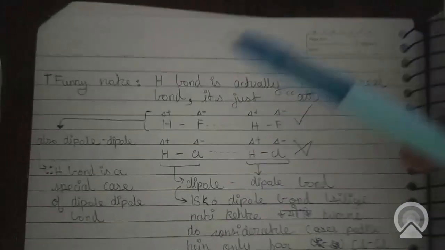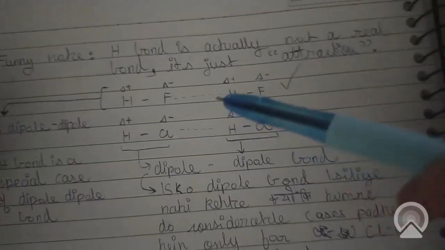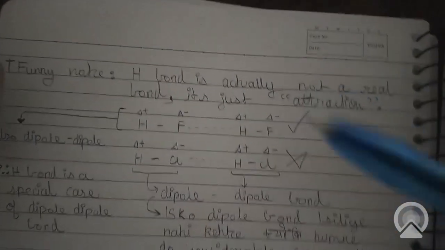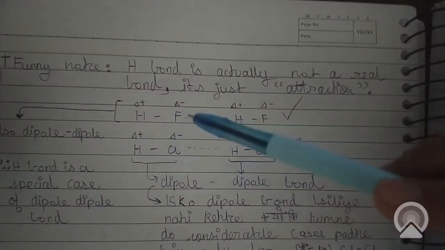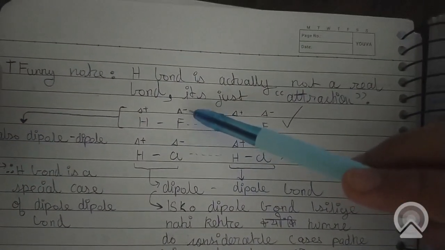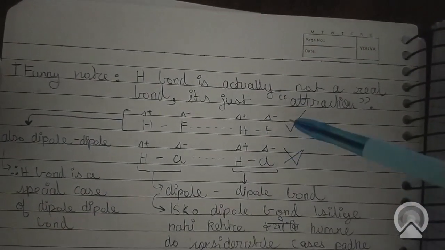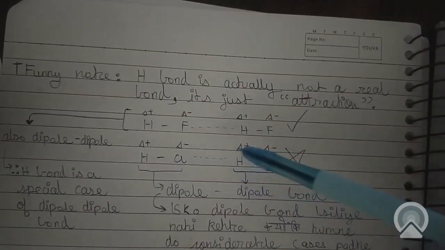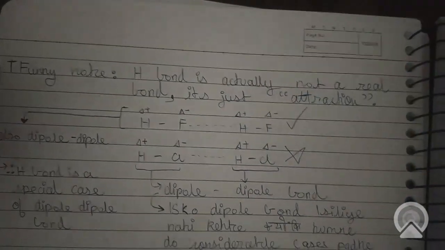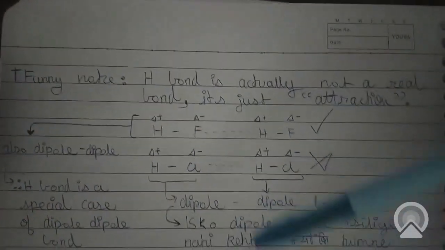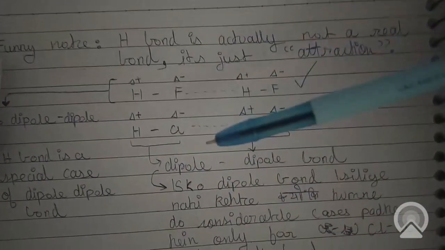So now let's end this lecture by discussing a funny note. Hydrogen bond is actually not a real bond, it's just attraction. So when there is this H and fluorine, fluorine has a partial negative, and H plus F minus, there's this bond between them, this hydrogen bond. It's just attraction. Also, these both are okay. Well, let's get to this example first.